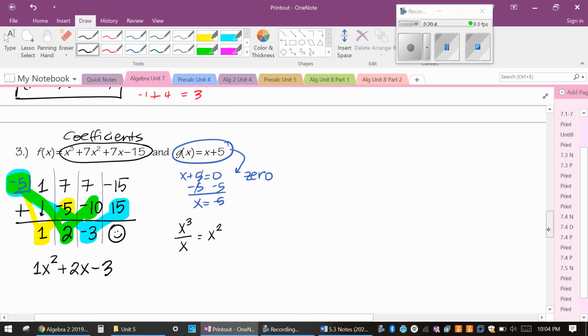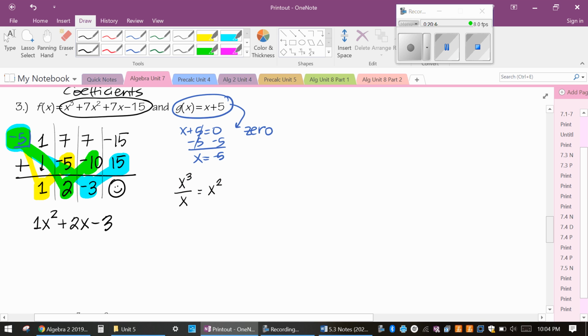If you can factor it, factor it. So take a minute and see if you can factor this. Pause the video and then unpause it to check your answer. This, in fact, can be factored to x minus 1 and x plus 3.